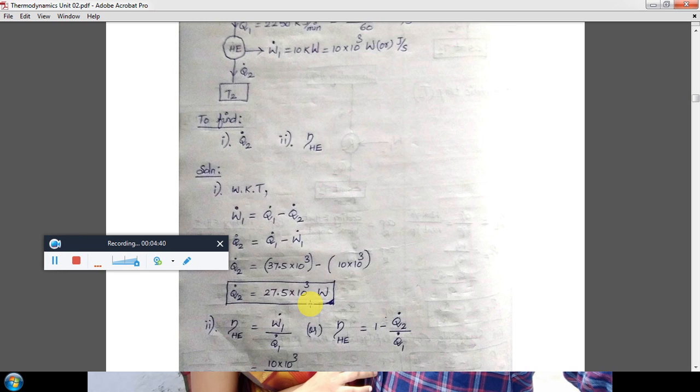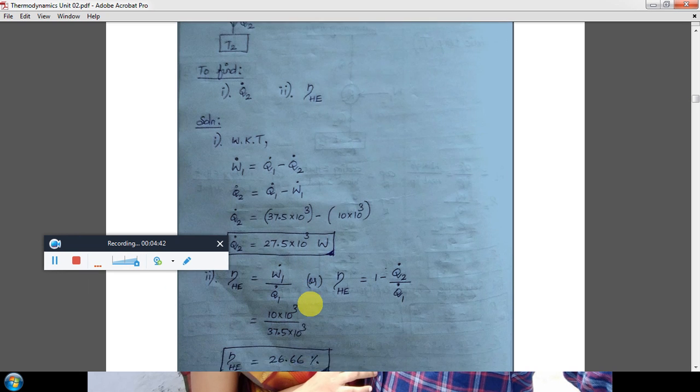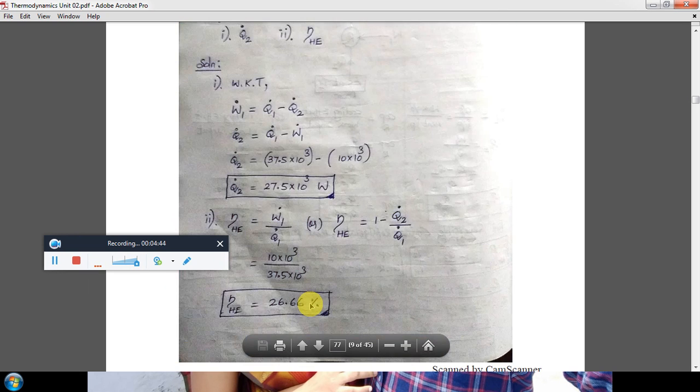Next, the efficiency of the heat engine. To find the efficiency of the heat engine, we know it is work done by heat supplied. This term can be expanded as 1 minus heat rejected by heat supplied. It is in the form of rate, so you write it as 1 minus Q2 dot by Q1 dot. We know these values. When you substitute the given data, you will get the efficiency equal to 26.66 percent. So, thank you.